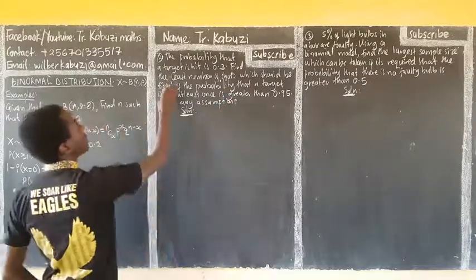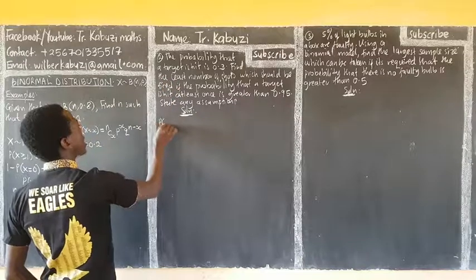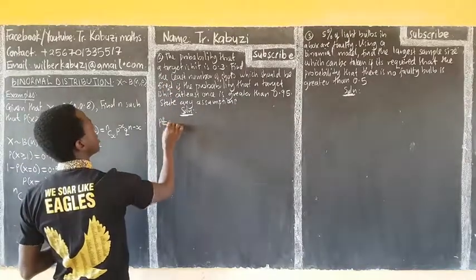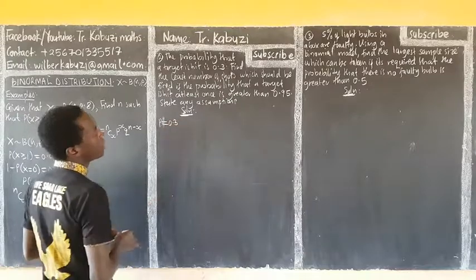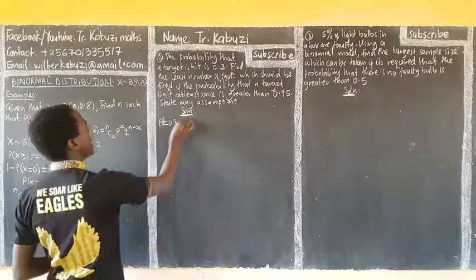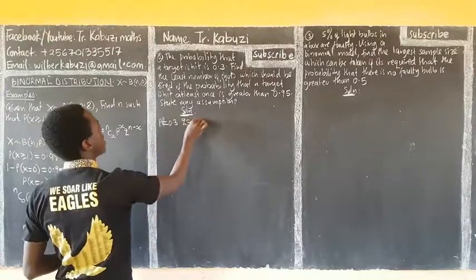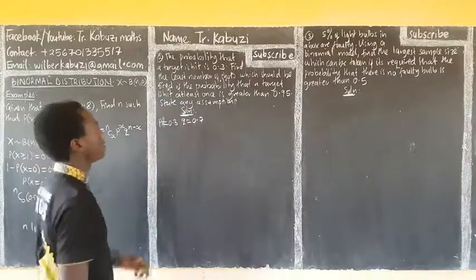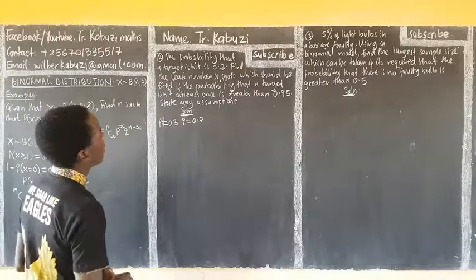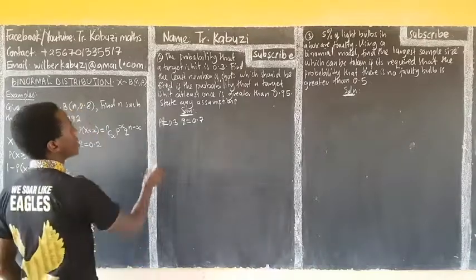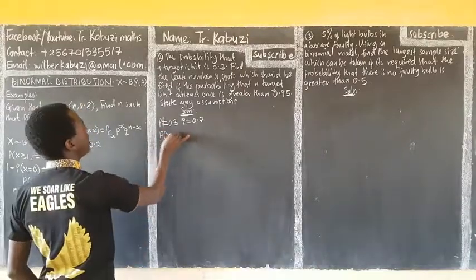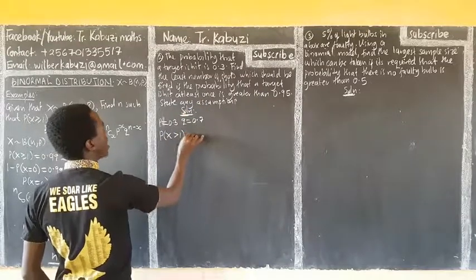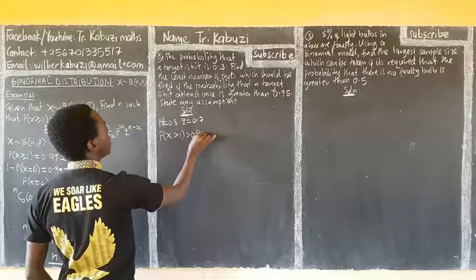So here, our probability of hitting a target, the probability of success, is 0.3. Simply, if you don't hit the target, then we shall fail, which will be 0.7. You get 1 minus 0.3, you get the probability of failure. Now they are telling us that the probability of hitting the target at least once is greater than 0.95.